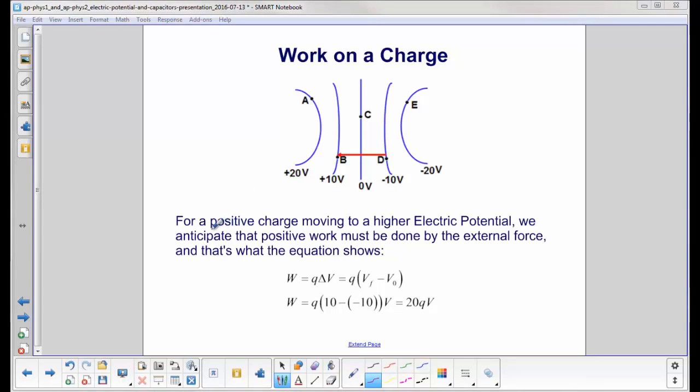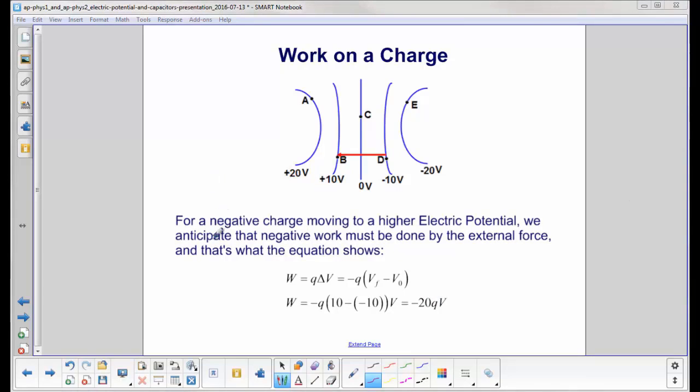If we have a positive charge moving from point D to B, that means it's moving to a higher electric potential. It goes from negative 10 to 10. We anticipate that positive work must be done by the external force, just like lifting a mass in a gravitational field. Let's see if the equation bears that out. Work is Q delta V, Q is positive, Vf minus V0. Vf in this case is 10 volts, V initial is negative 10. We do the math and we get the work is 20 times Q in volts. And of course Q is positive, so 20 times a positive number, we have positive work.